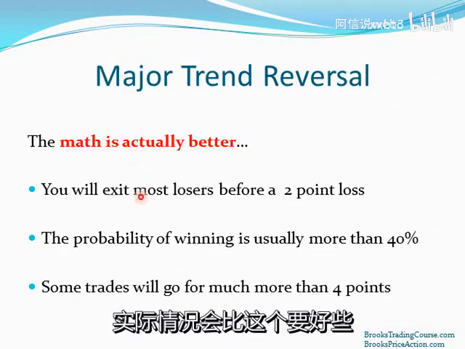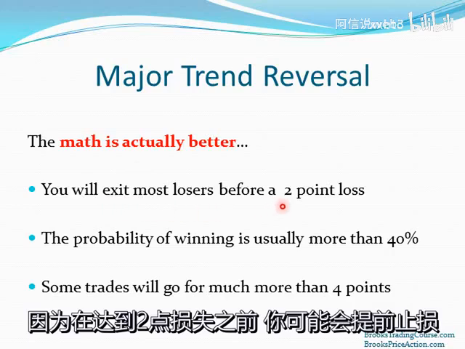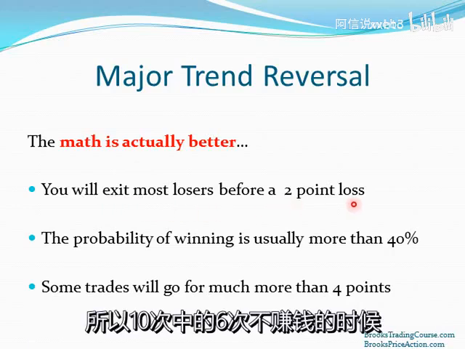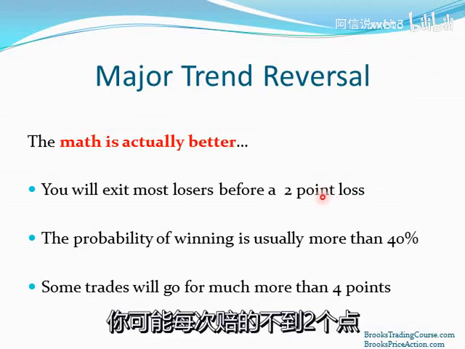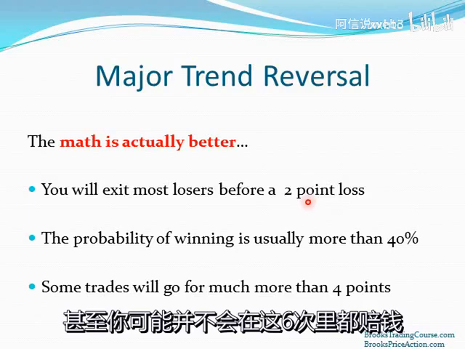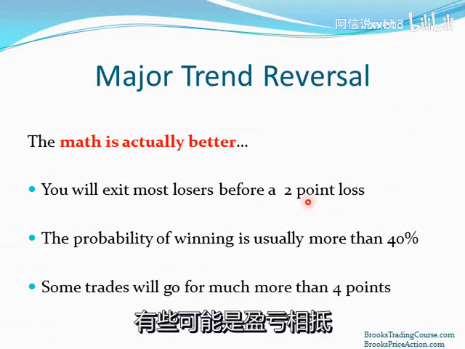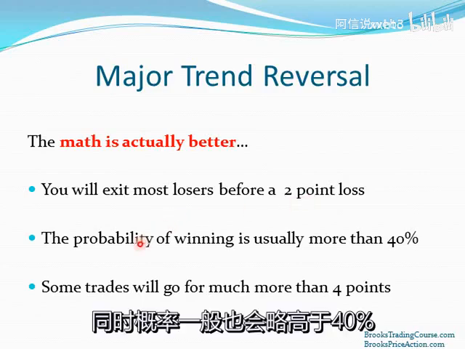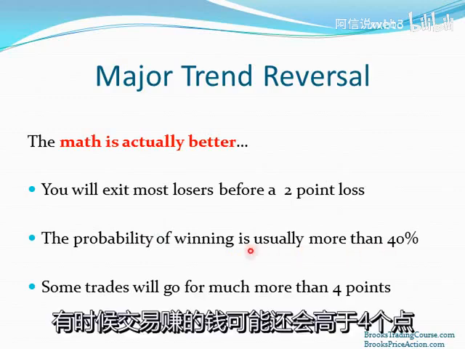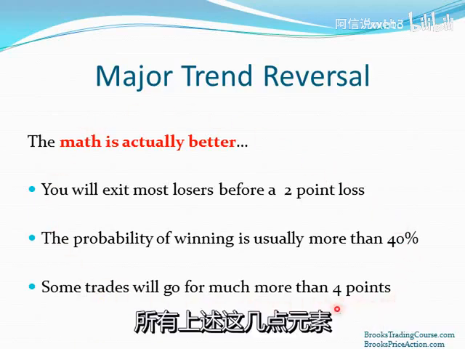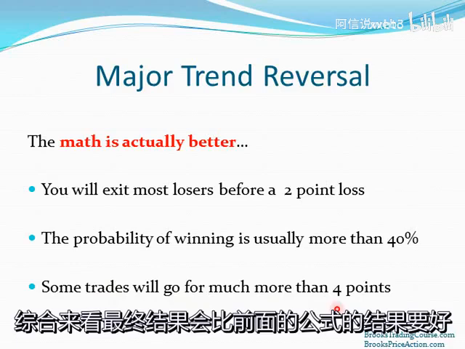The math is actually much better than that, because you'll exit most losers before you get a 2-point loss. So on the 6 times out of 10 when you don't make 4 points, you will not lose 2. In fact, you won't lose on all 6 of those losing trades. Some of those trades will be break even, some will have small wins. Also, the probability is usually better than 40%, might be 45%, 50%. And sometimes trades will go much further than 4 points. And all of these factors make the result better than the numbers I showed on that prior slide.